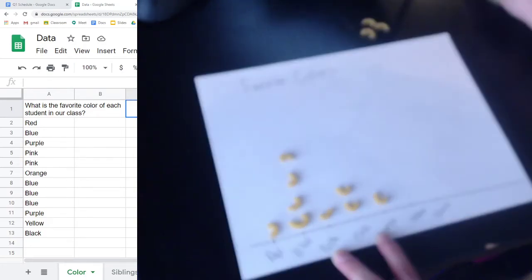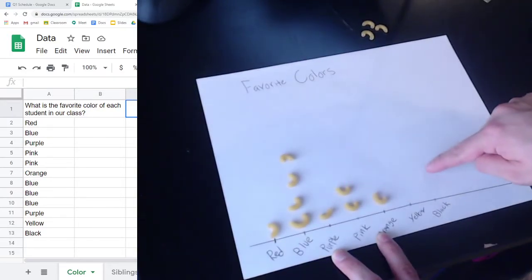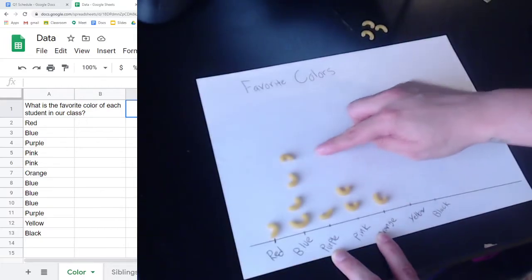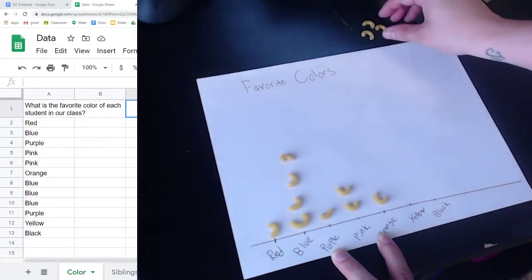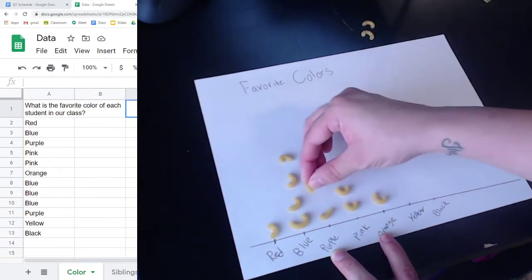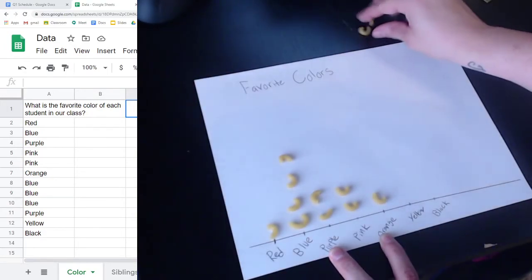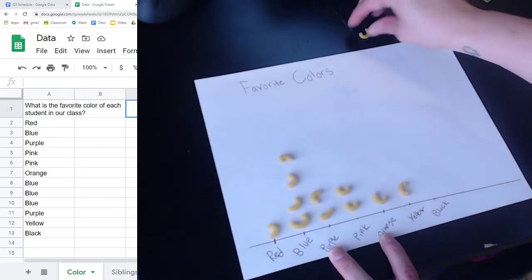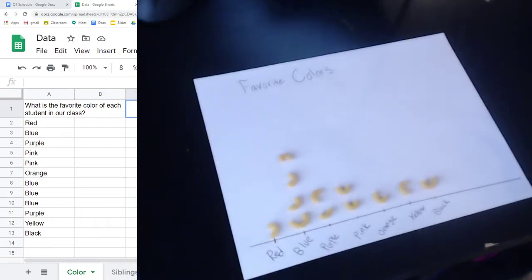So as best you can, this first row needs to all line up, the second row needs to line up, this third and fourth row, if there's more macaroni, would also need to line up. Okay, after those 3 blues was a purple, so line that up in between my blue and my pink. Next is a yellow, and then a black. And there's my dot plot.